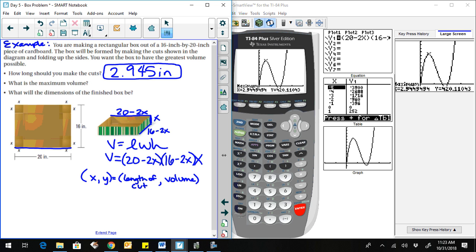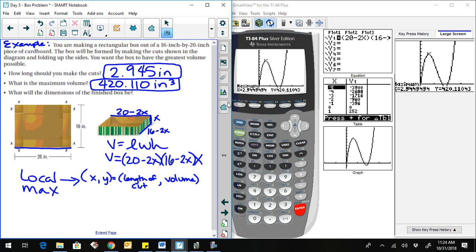What is the maximum volume? Well, it looks like it's 420.110 inches cubed. That's our maximum volume. And we got that just from looking at this ordered pair of the local max. So how do we find this? We want to find the local maximum. Good. And then my dimensions.